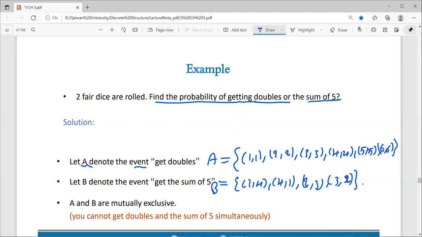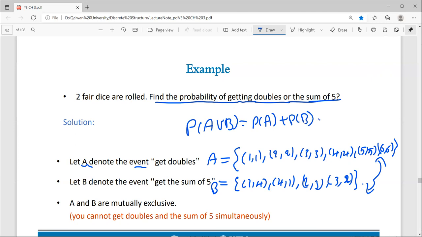Is there anything in common between A and B? A is the set of doubles. B is the set of those elements whose sum is 5. There is nothing in common between them. The intersection of these two sets is an empty set. That means we apply this rule for finding the probability: the probability of A or B equals probability of A plus probability of B.